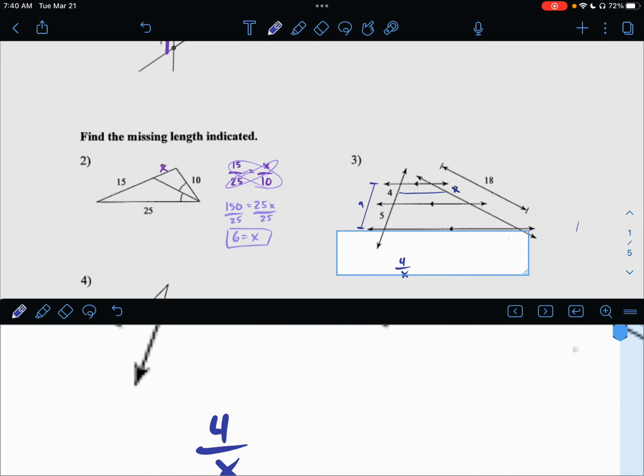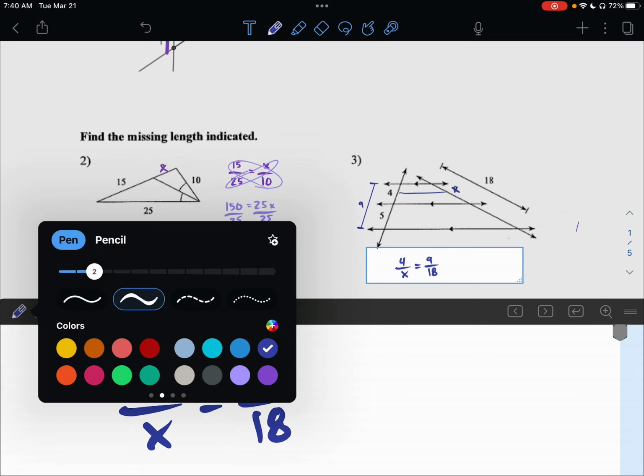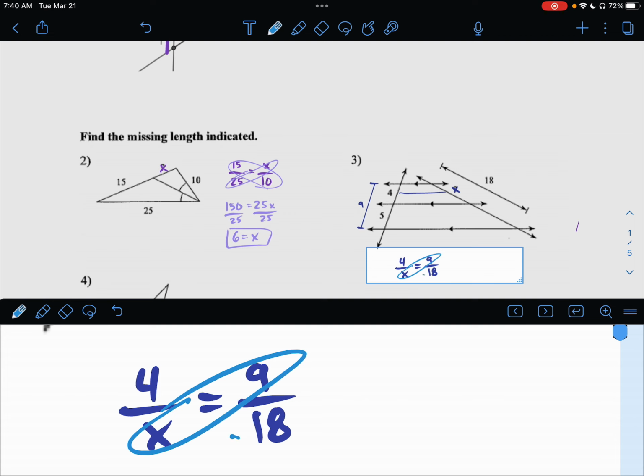So I could say 9 over 18. And since that 9 was on the same side as the 4, the 9 would go in top. So I could say 9 over 18 because 9 is the entire side length, 18 is the entire side length. And from here, we can cross multiply and solve.